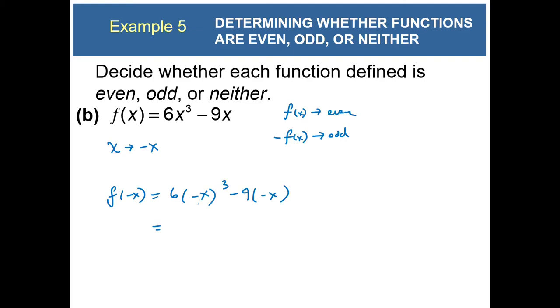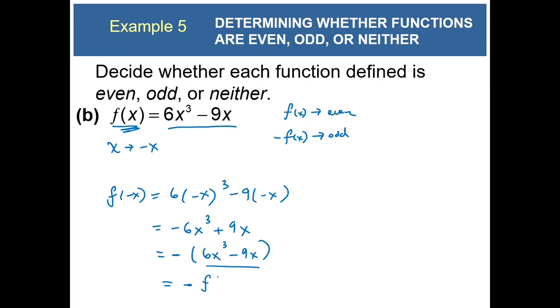Since the exponent is odd, this is going to yield a negative value, negative 6x cubed, and negative 9 times negative x is positive 9x. It looks a lot like f of x, but there are negatives here, and this is positive, so let's try to factor out a negative to the front. I have 6x cubed minus 9x, and this looks exactly like f of x, and in fact it is equivalent to negative f of x. So this implies that it is an odd function. It is symmetric about the origin. It is an odd function.